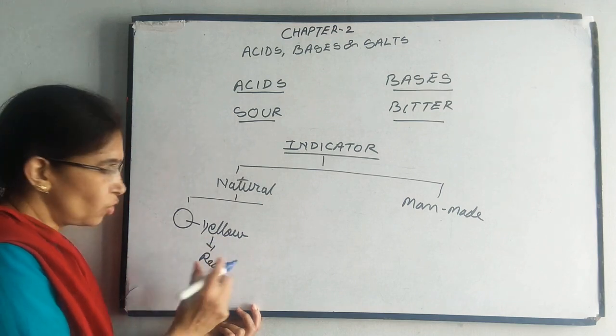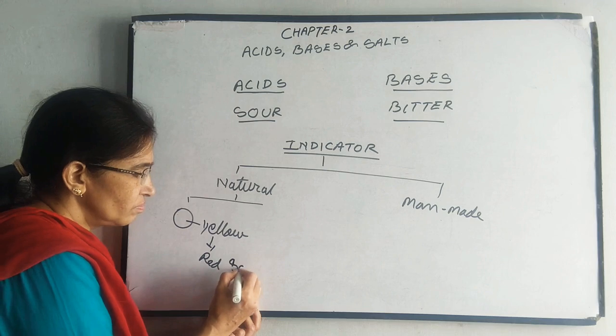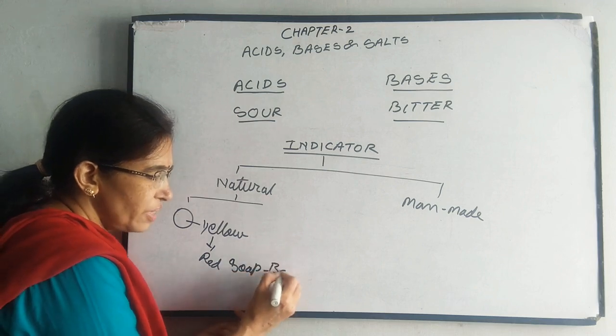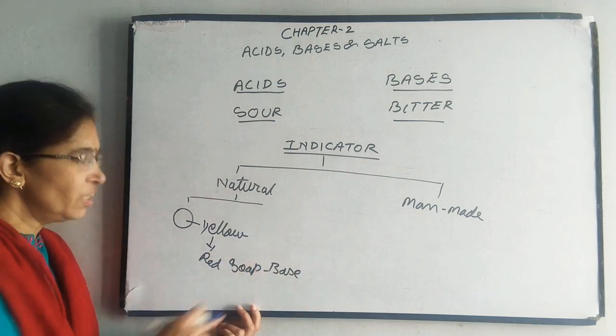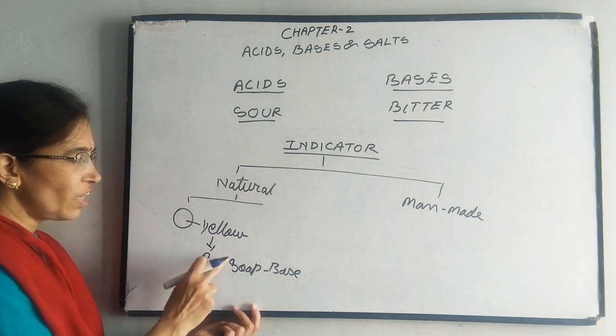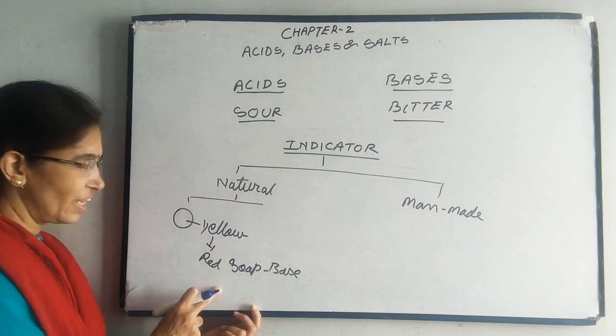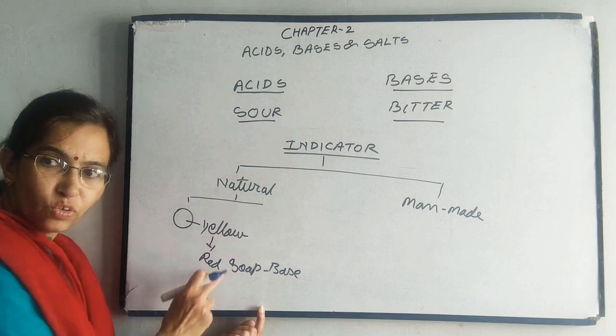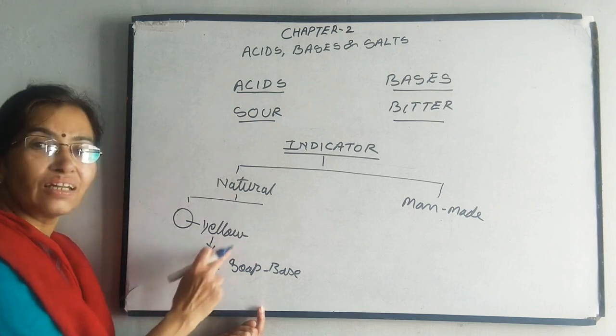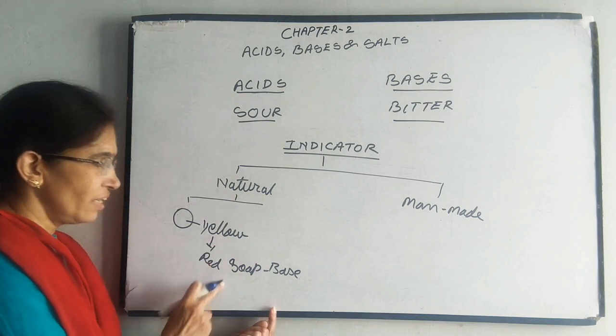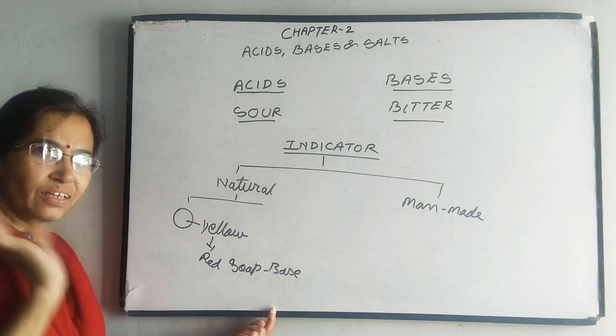What is in soap? Soap is basic in nature. It is a base. NaOH is in it. As it is basic in nature, the yellow color changes to red. As the color changes from yellow to red, it means the medium changes, so the color will change. So we call red turmeric acting as an indicator.